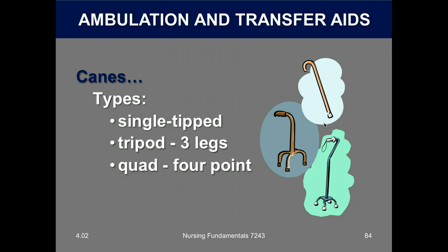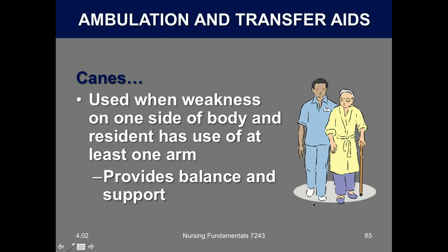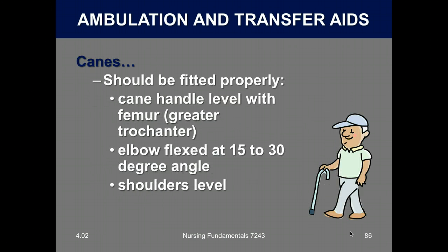Canes. The types are the single-tipped, which is this one, the tripod, which has 3 legs, and the quad, which is a 4-point walker. It's used when there is weakness on one side of the body and the resident has use of at least one arm. Provides balance and support.